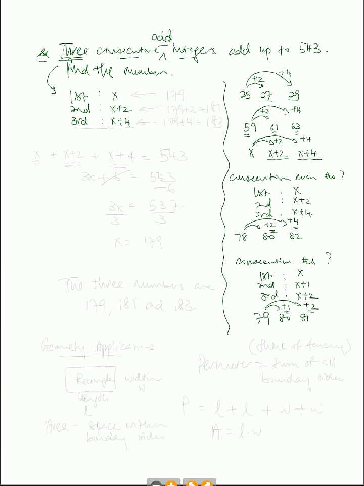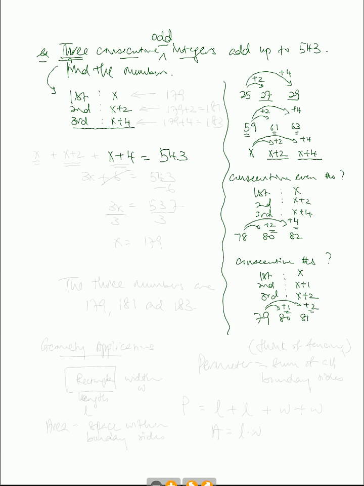So there are 3 consecutive odd integers and they add up to 543. So my 3 numbers are x, x plus 2, and x plus 4. A lot of students will go x plus 4 equals 543. Now think carefully. Who is x plus 4? X plus 4 is only the third number. See? If you were to say x plus 4 is 543, that means you are telling me that the third number is 543. But that's not what the question said.